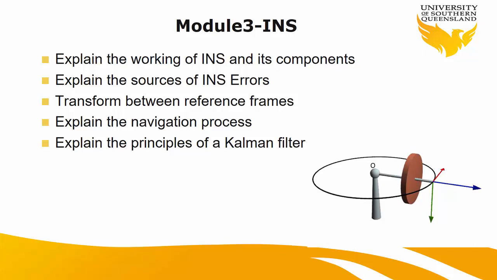So then module 3 was about INS. We explained how the inertial navigation system works. We explained the gyros, accelerometers, different types of gyros and accelerometers. We explained the navigation process, the integration of the INS and GPS, or GNSS, and what sorts of errors we've got in the IMU itself. Do you remember drift, bias, all those things? We also explained a little bit about the Kalman filter and how it works, which is an algorithm to integrate the GNSS and IMU.